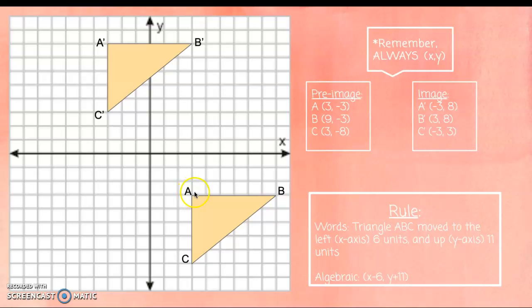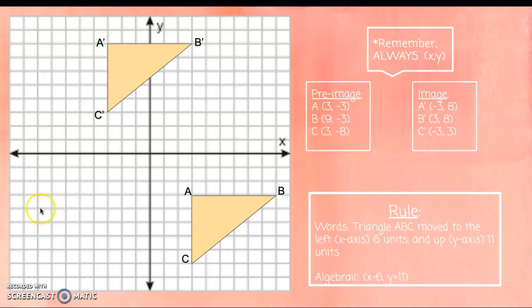My rule. Notice how I'm starting with this one because this is my pre-image. My primes represent my image. That's what happens after the transformation. So my rule in words: triangle ABC, this triangle here, moved to the left.